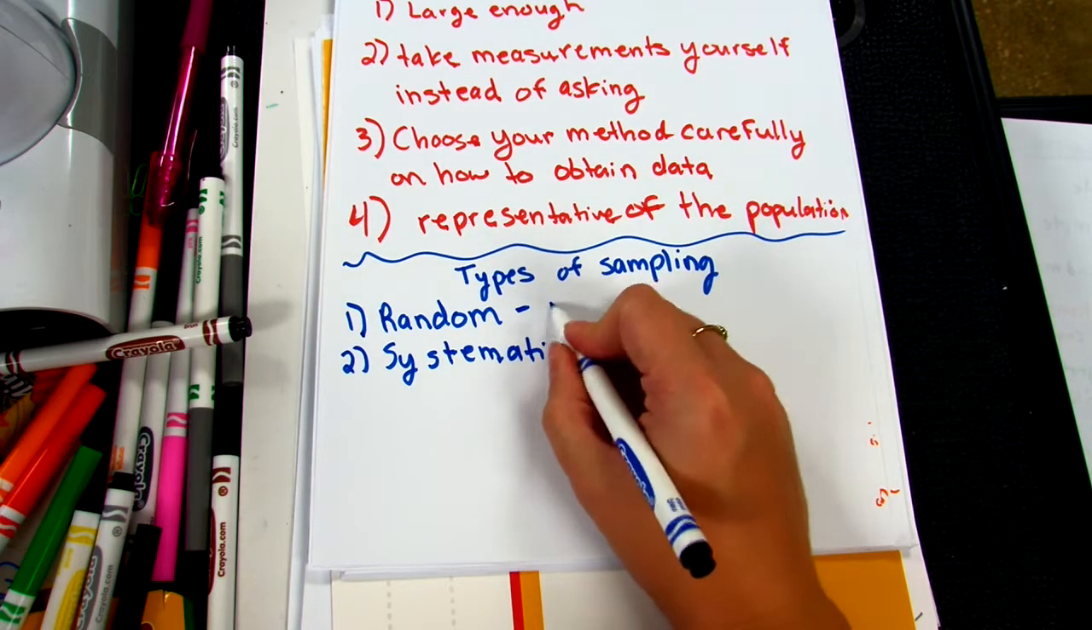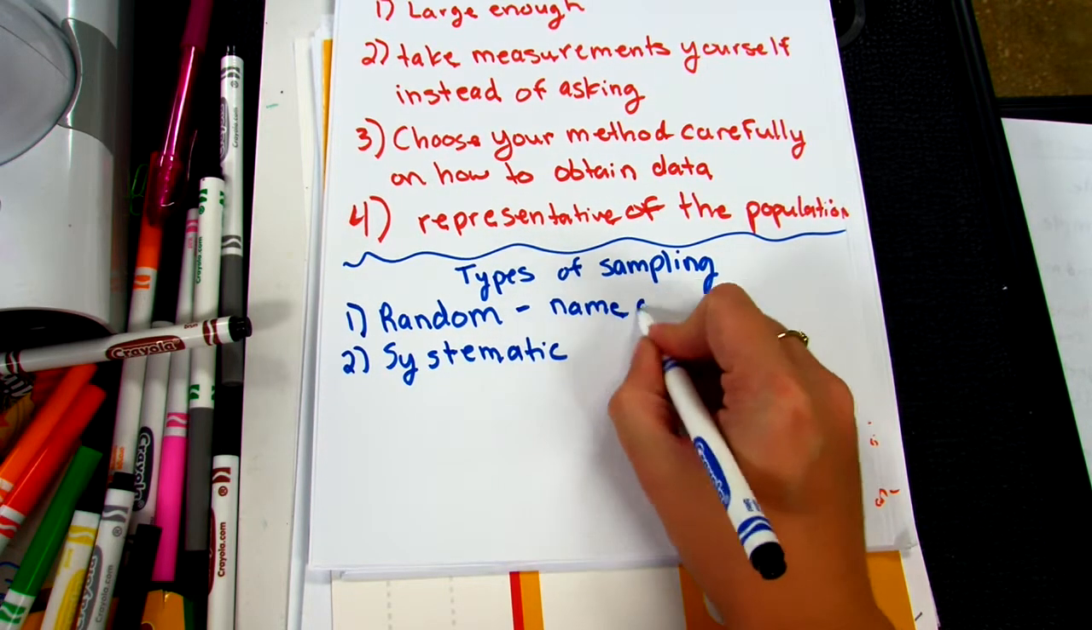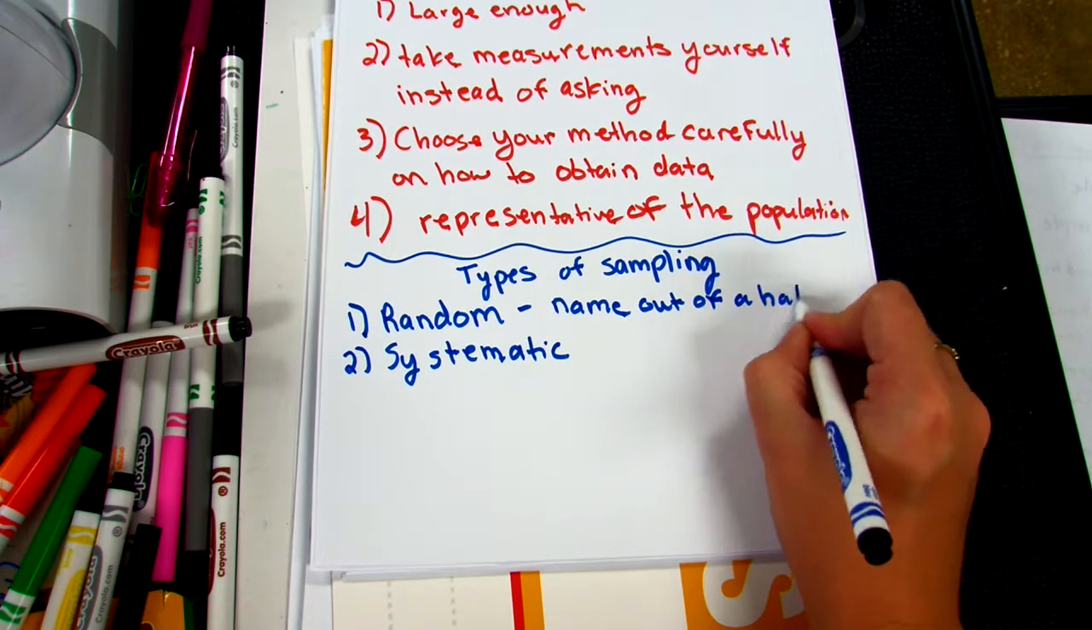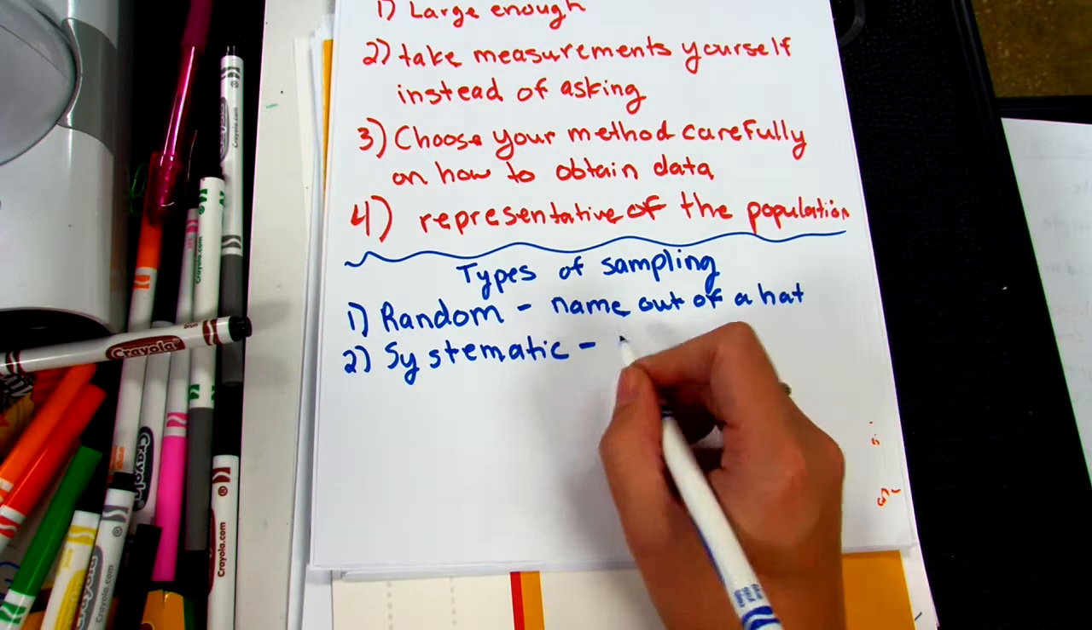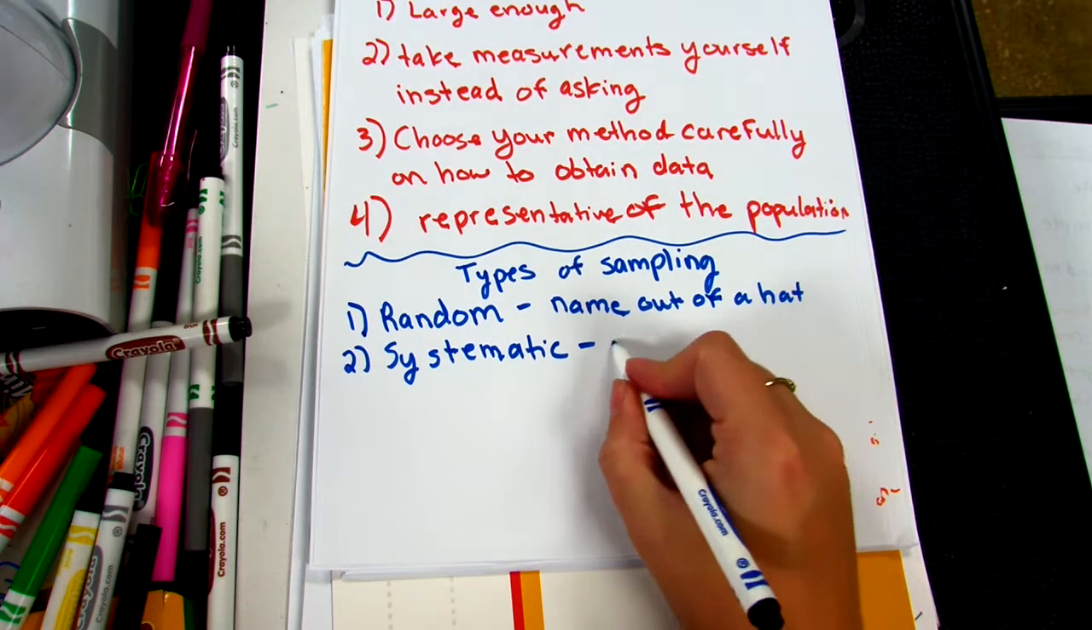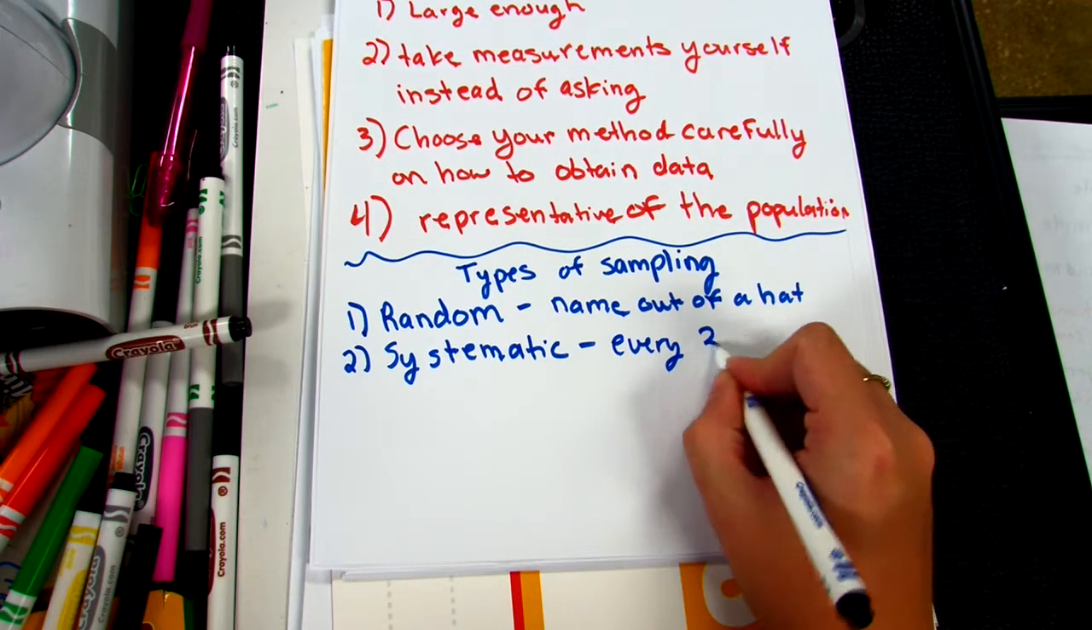Okay, there's also systematic. So random, let's say that example is name out of a hat, right? Systematic, it would be every third person on the roster, right? So every third person.